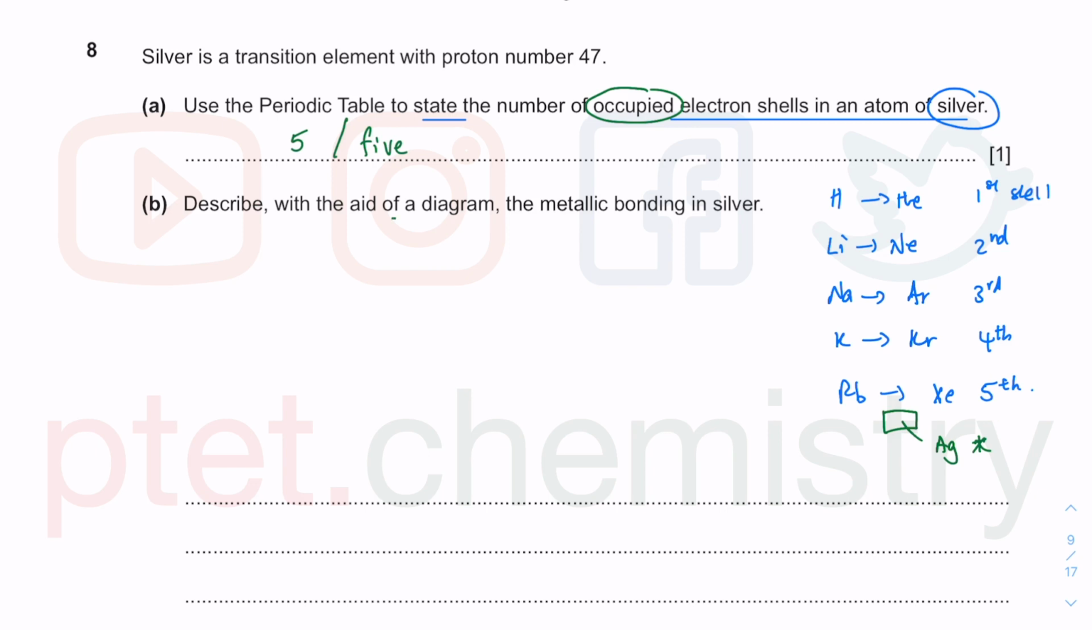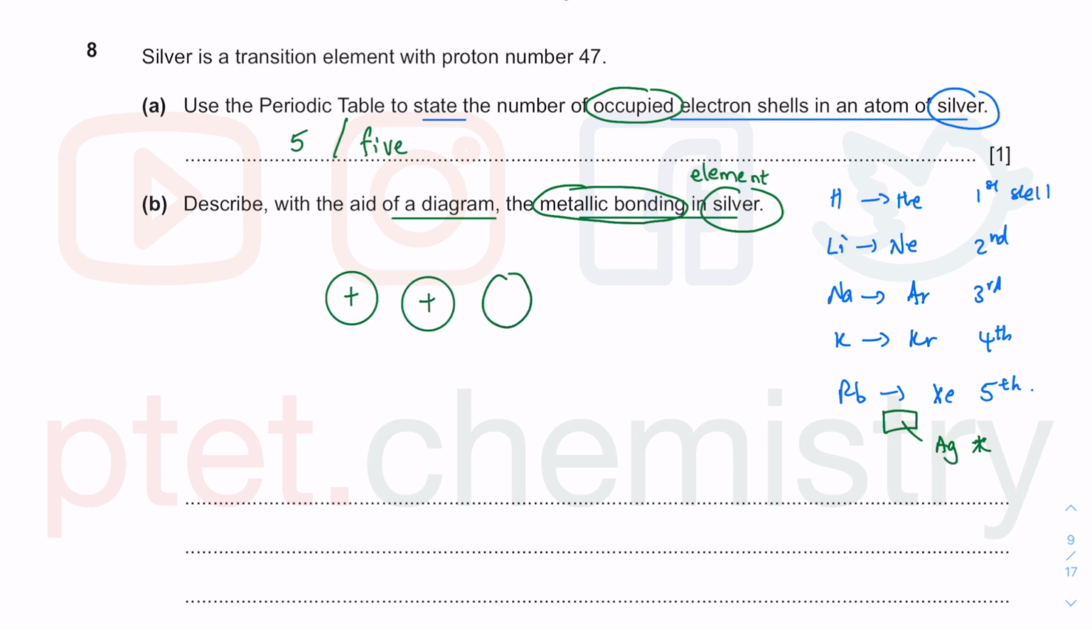Now describe with the aid of a diagram metallic bond in silver. So this is metallic bonding. This is element. Element means it only consists of one type of atoms. In this case, you only have silver atoms. But within the metallic bonding structure, you have the positive ions. So what happens is you have the positive ions, and the positive ions are surrounded by a sea of delocalized valence electrons. By right, all my cations should be the same size, so ignore the slightly different sizes.